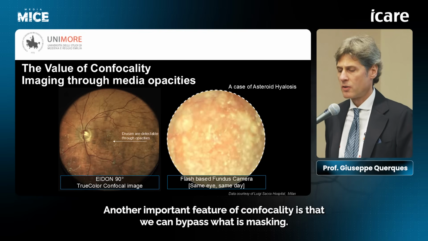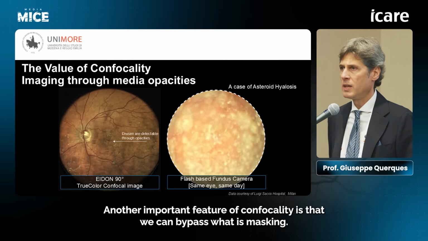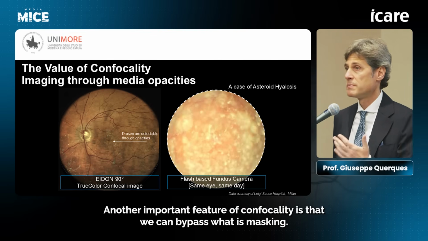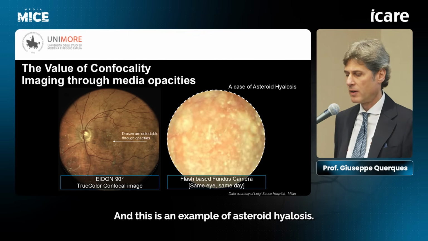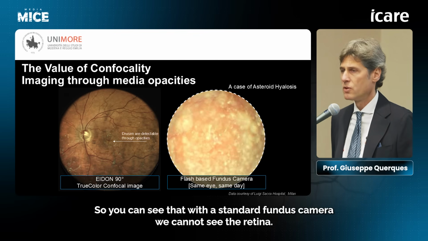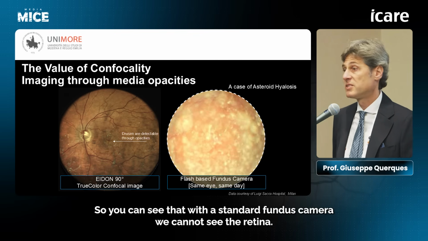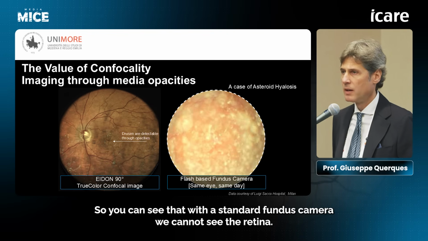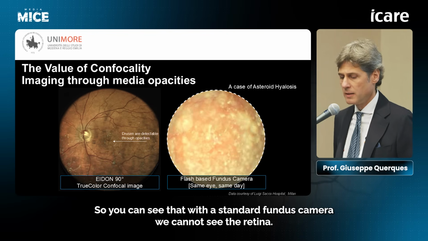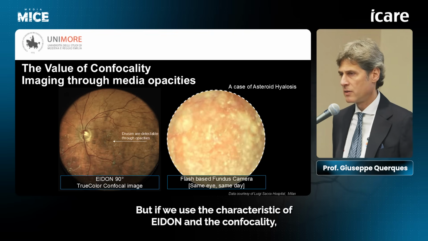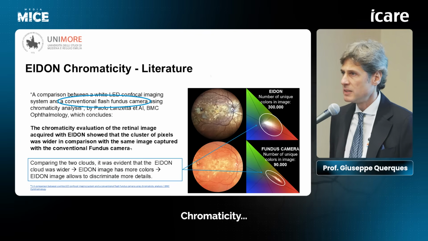Another important feature of confocality is that we can bypass what is masking, and this is an example of asteroid hyalosis. So you can see that with a standard fundus camera, we cannot see the retina, but if we use the characteristic of EIDON and the confocality, we can get a high quality image.